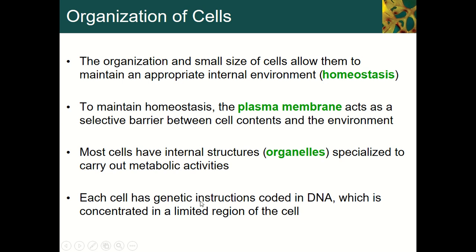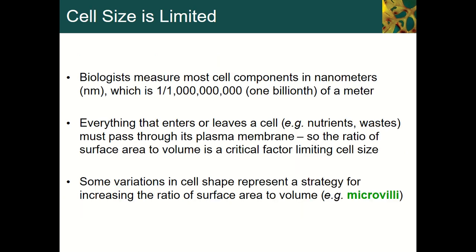Each cell has genetic instructions coded in DNA, which is concentrated in a limited region of the cell. In eukaryotic cells, the DNA is inside the nucleus. Meanwhile, in prokaryotic cells, the DNA is located in a region that is not enclosed by a nucleus. The cell size is limited and varied. Everything that enters or leaves the cell must pass through the plasma membrane. The ratio of surface area to volume is a critical factor limiting cell size.